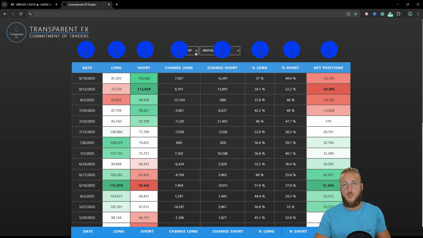Now, first of all, if we're looking at the data for the GBP, we have to keep in mind that we are already looking at GBPUSD because all currencies on the spot are traded against the USD.